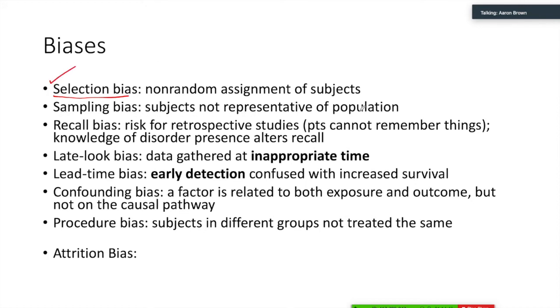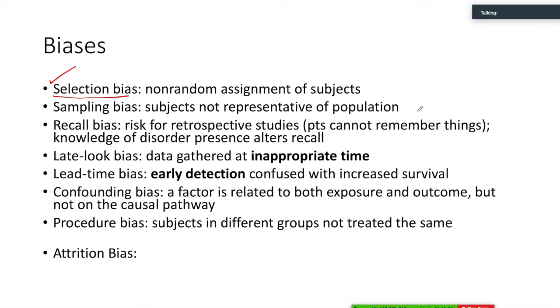Sampling bias: here we have subjects not representative of the population. If we sent out a postcard that said we're looking for people to be in this research study and we are offering a free bottle of whiskey if you take part, then the people that respond are only going to be people that drink whiskey. The study is not going to be representative of the entire population, because if you don't drink alcohol at all, why would you respond? Your research study is really just going to be focusing on people that drink alcohol. So this is a sampling bias. The sample that you took is not representative of the rest of the population.